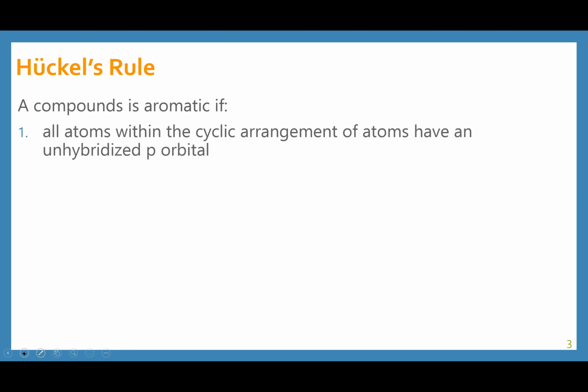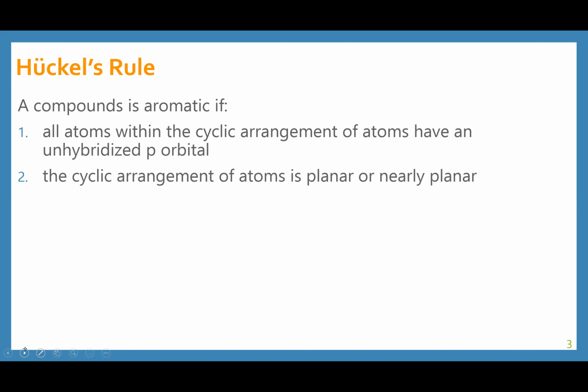So this brings us to Huckel's rule. A compound is aromatic if all atoms within the cyclic arrangement of atoms have an unhybridized p orbital. That means that all of those atoms must be sp2 hybridized. The cyclic arrangement of atoms is planar or nearly planar.